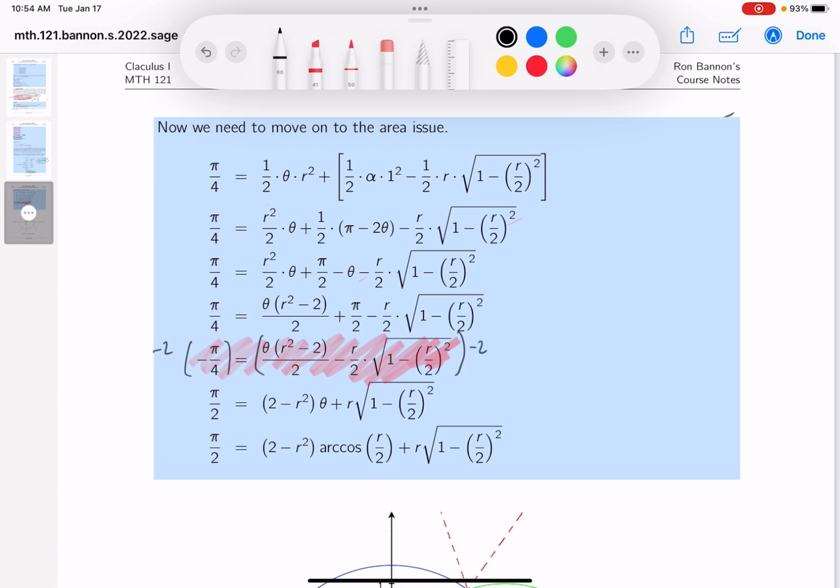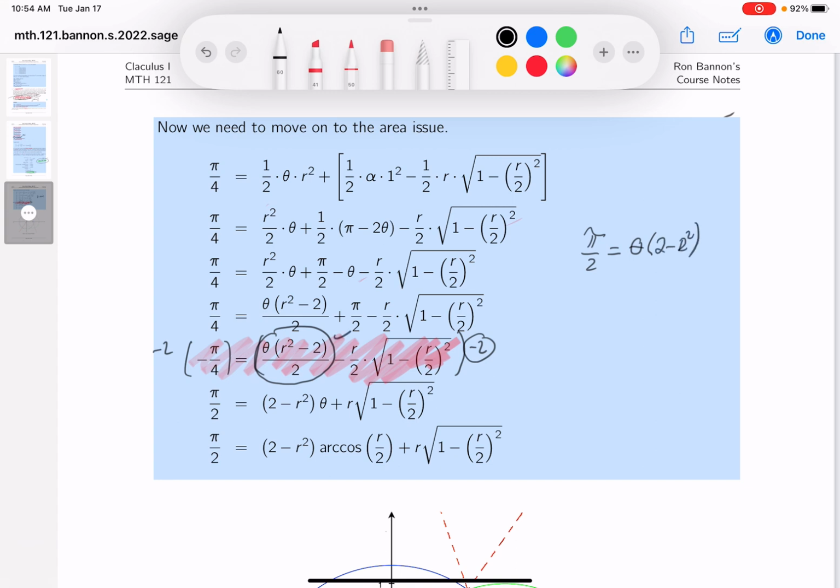Well, if you multiply the left side by minus 2, what would you get? You would get pi over 2. Now, if you multiply the right side by minus 2, the first thing I notice is minus 2 times this term over here. The 2 would cancel off. You would get theta. It would be minus. And then I'm going to say minus 1 times r squared minus 2, which is 2 minus r squared.